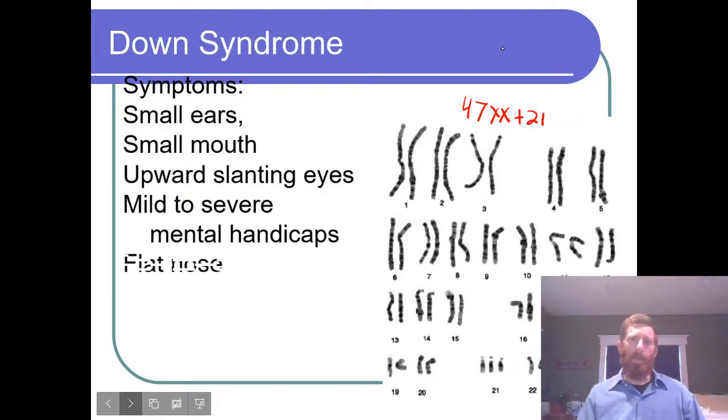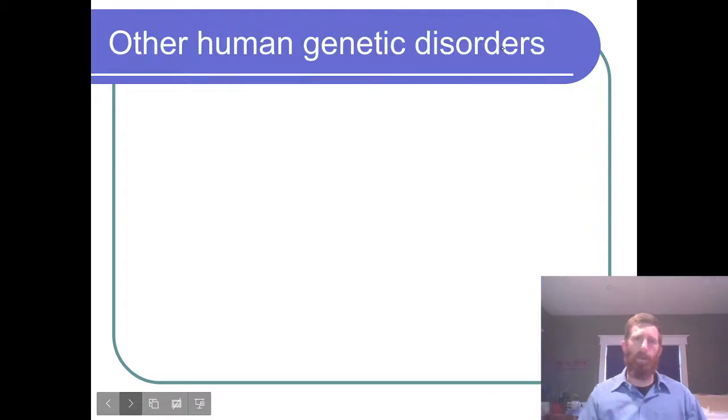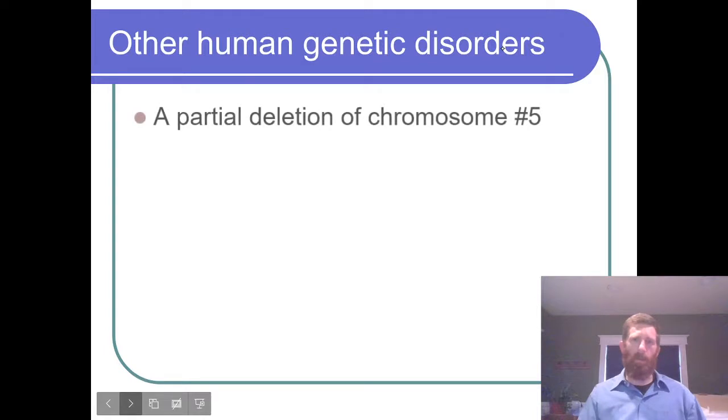So flat nose, single crease in the palm of their hand, which is really weird, right? I know that all of you right now are doing one of these, like, oh, do I have a single crease? So just because you have a single crease in the palm of your hand, if you do, doesn't mean that you have Down syndrome. But kind of taken as a group, there are a lot of people who have Down syndrome that have a single crease in the palm of their hand. Right, so that's Down syndrome, and then partial deletion of chromosome number 5, cri du chat.